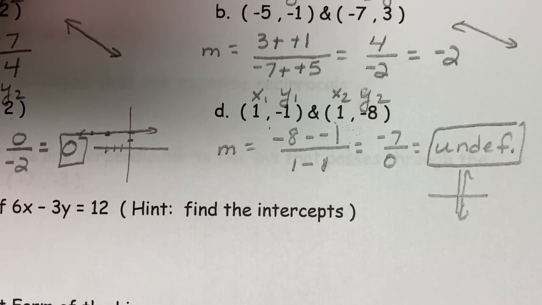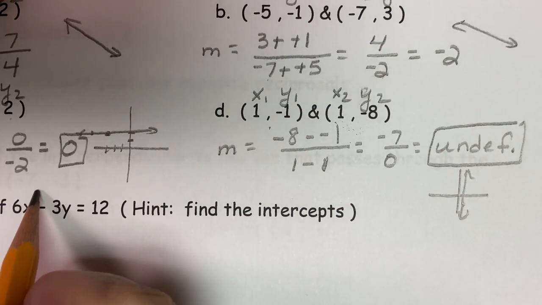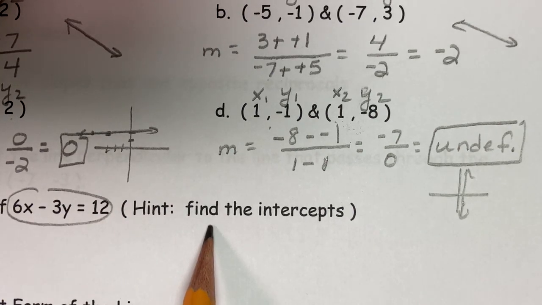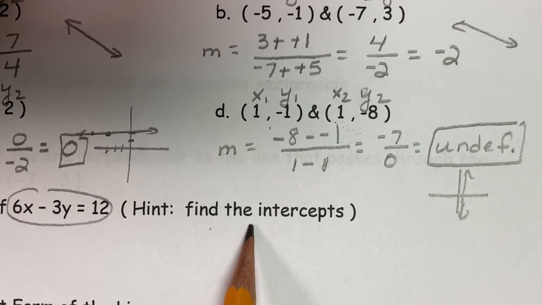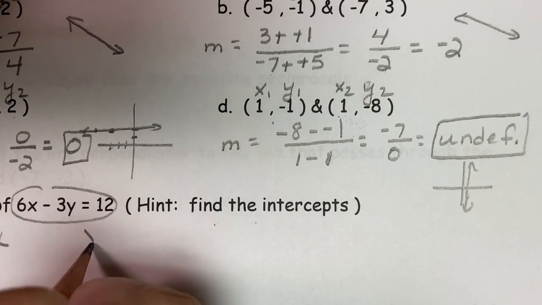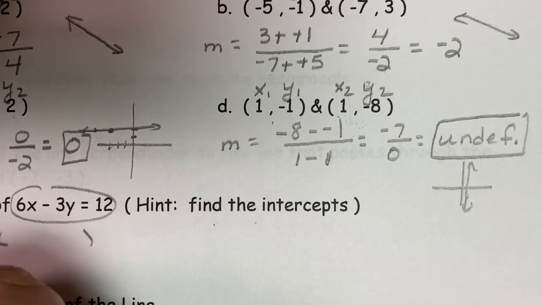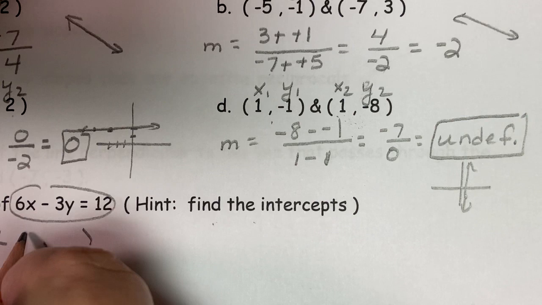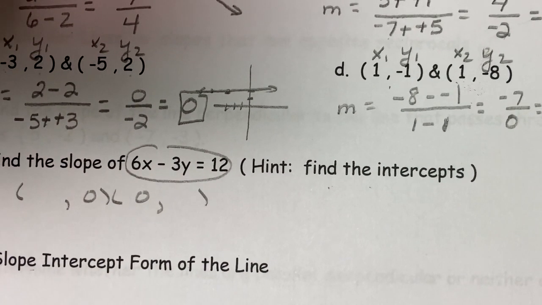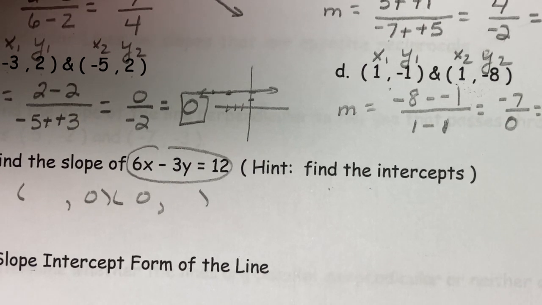So let's look at number 2. It says find the slope of this line. But notice I give you a hint as to how we're going to do it. What we're going to do is find the intercepts, and that's what we did in 3.3. So if you quickly remember, to find the x-intercept, you plug 0 in for y, and to find the y-intercept, you plug 0 in for x. You should remember this from 3.3.